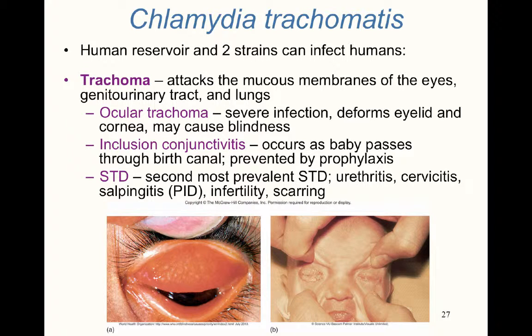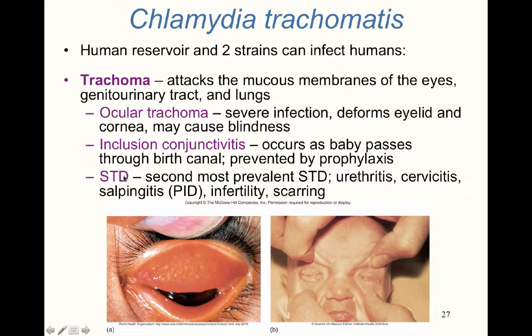So moving on to chlamydia. So Chlamydia trachomatis is responsible for causing trachoma, inclusion conjunctivitis, and a very common sexually transmitted disease. So in ocular trachoma, this is associated with deformation of the eyelid, as seen on the bottom left-hand image here, and the cornea may result in blindness. And then inclusion conjunctivitis, we see on the lower right, occurs as the baby passes through the birth canal, and this can be prevented by prophylactic creams.